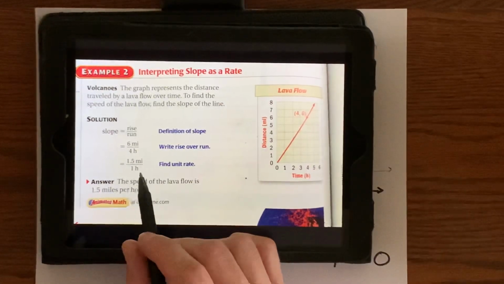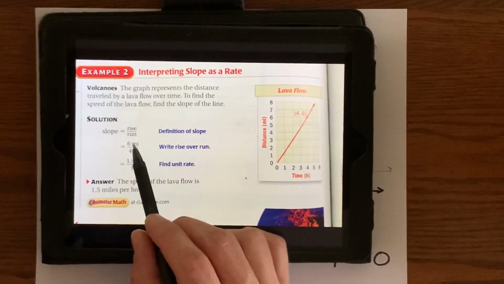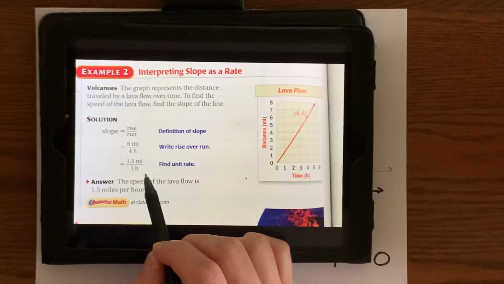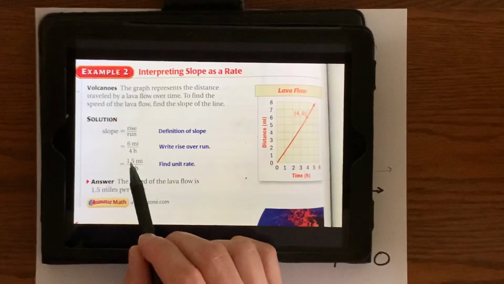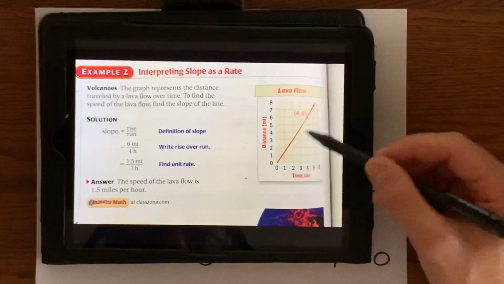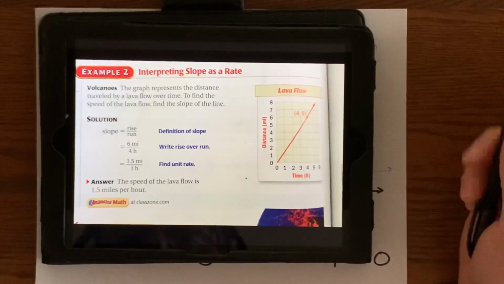And when I simplify that, I end up with 6 over 4, and that can actually be simplified to a unit rate of dividing by 4, and 6 divided by 4 is 1.5 miles per hour. So this graph shows that the lava is flowing at 1.5 miles per hour.